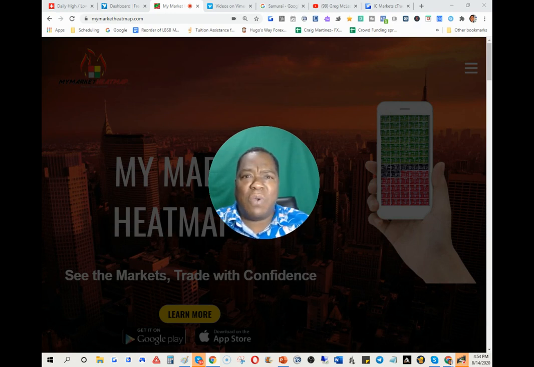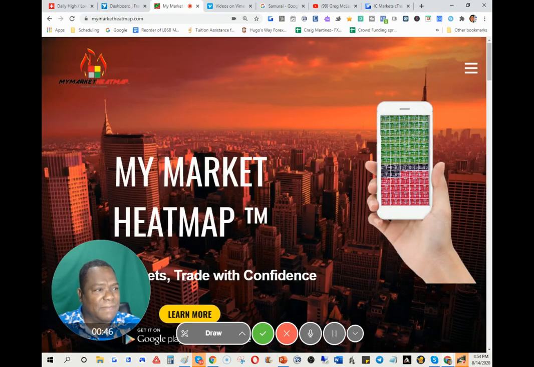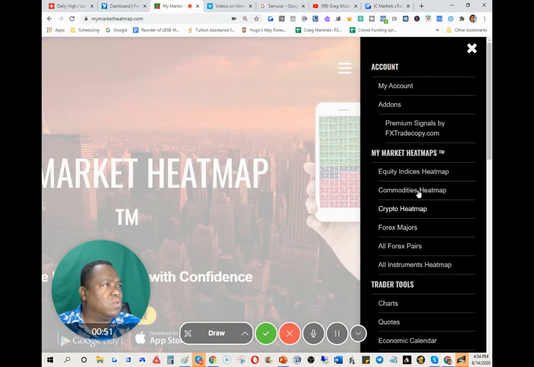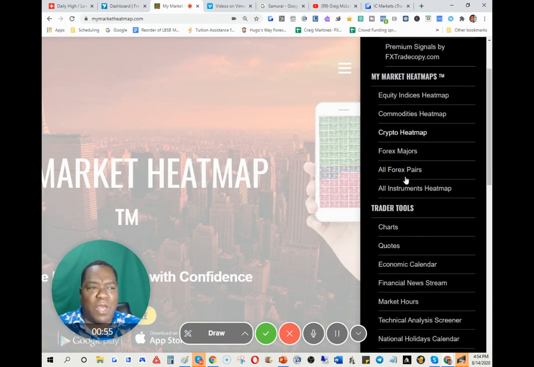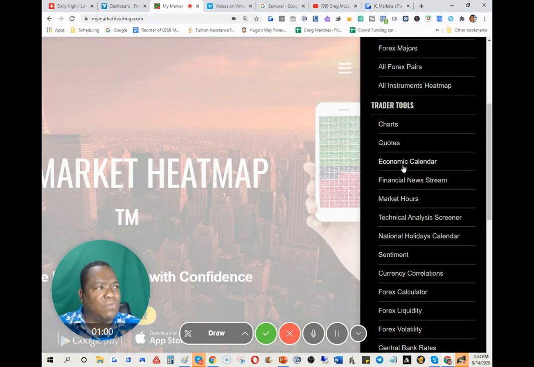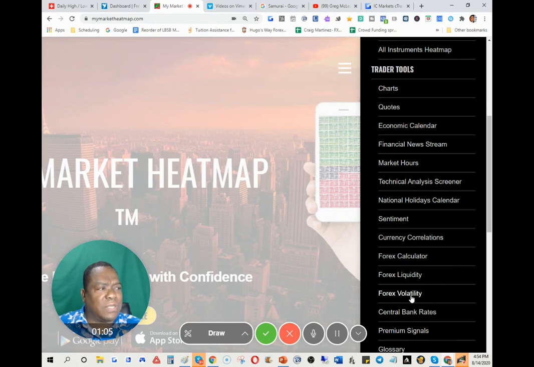Let's go into our My Market heat map. All right, so you go to My Market heat map. If you want to log in, you go down. We have account, My Market heat maps, and if you look on down here, we have Trader Tools. Trader Tools has a lot of stuff here. We've got charts and quotes, an economic calendar, financial news stream, forex calculators, liquidity, central bank rates. But we're going to go down here to sentiment. We're going to click sentiment.